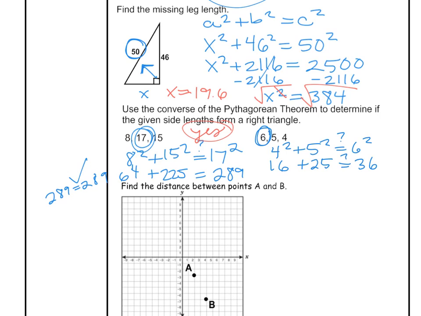Now we'll go ahead and add up this left-hand side. 16 plus 25 would give me 41. And we bring down the 36. Well, 41 is obviously not equal to 36. And so we say, no, it is not a right triangle.